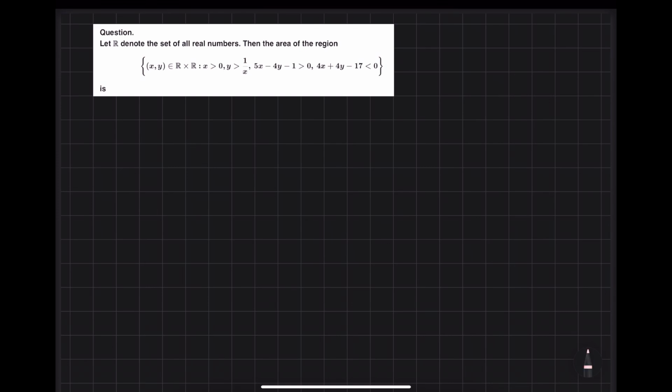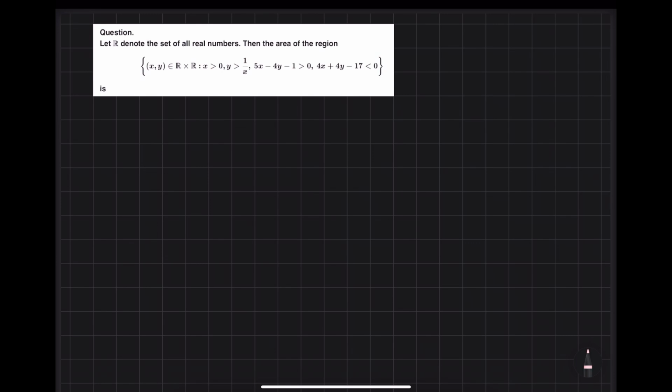So, we got a wholesome new problem which says: let R denote the set of all real numbers, then the area of the region {(x, y) ∈ R × R : x > 0, y > 1/x}, and so on. Okay, so first let's try to draw the diagram. Later we will calculate the area.